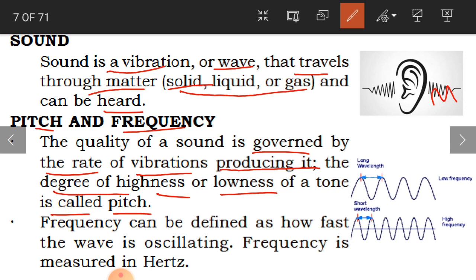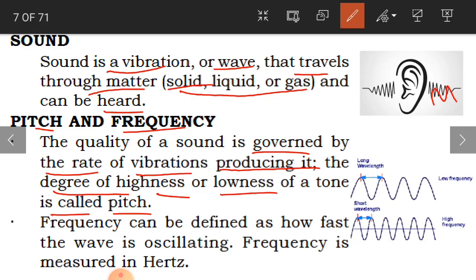So when there is a sound, vibrations are produced. The rate of the vibrations determines the quality of the sound and the degree of highness, that is the high volume or low volume. That is called pitch. The highness or lowness of a tone is called pitch.